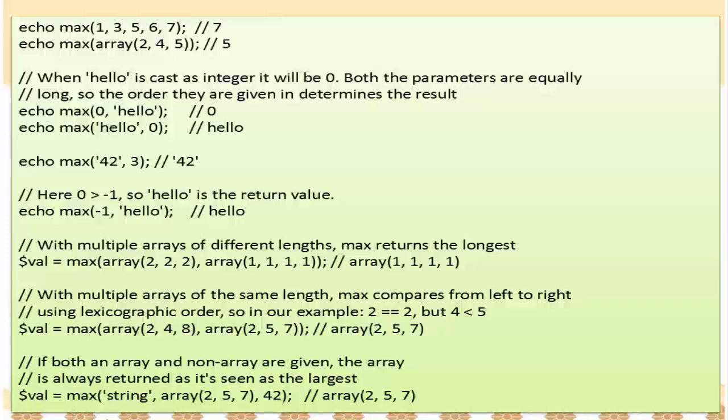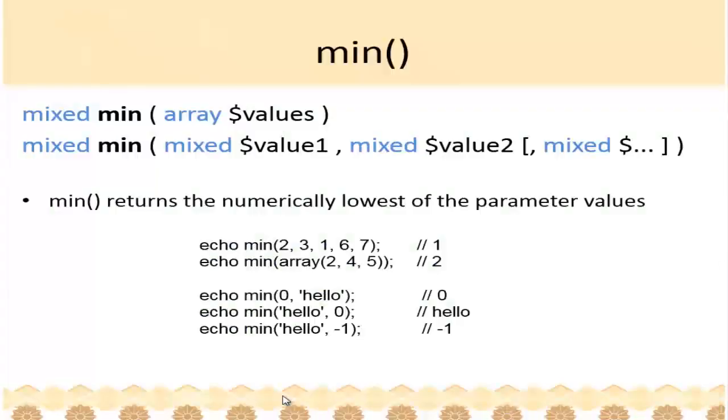The next one is you are trying to compare a string with the array and with the number. The array is always larger than anything that you try to compare. So immediately it will put out the array, saying that array is the largest among them, because all the others are scalar. Array has a container structure, so it is larger.